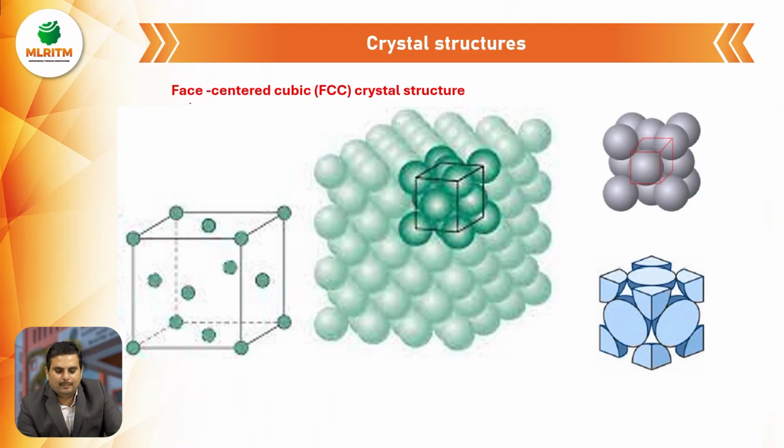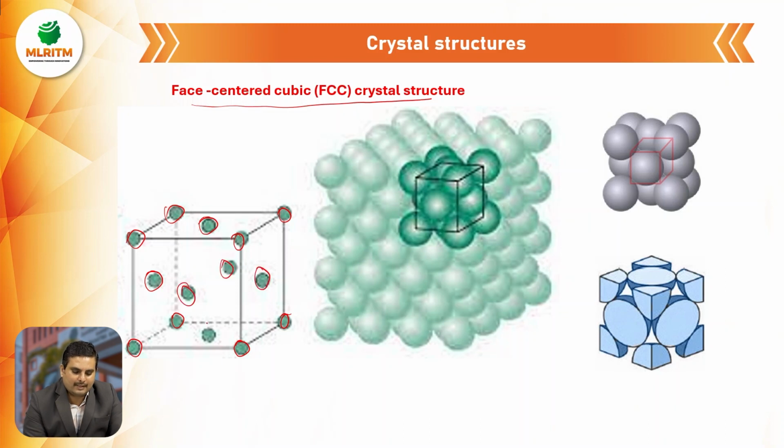Similarly, the face-centered cubic crystal structure. You see here, there are 8 atoms, 1, 2, 3, 4, 5, 6, 7, 8. It means 8 atoms are there at the 8 corners of the cube, and there are 6 atoms at the 6 faces of the cube. You see here 2, 4, 6. These are the 6 atoms at the 6 faces of the cube.